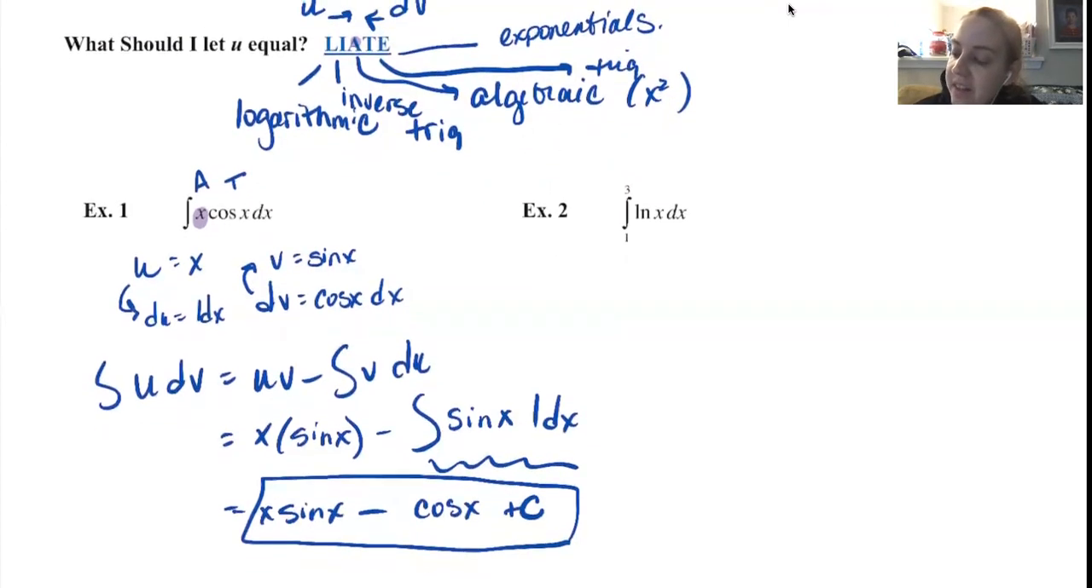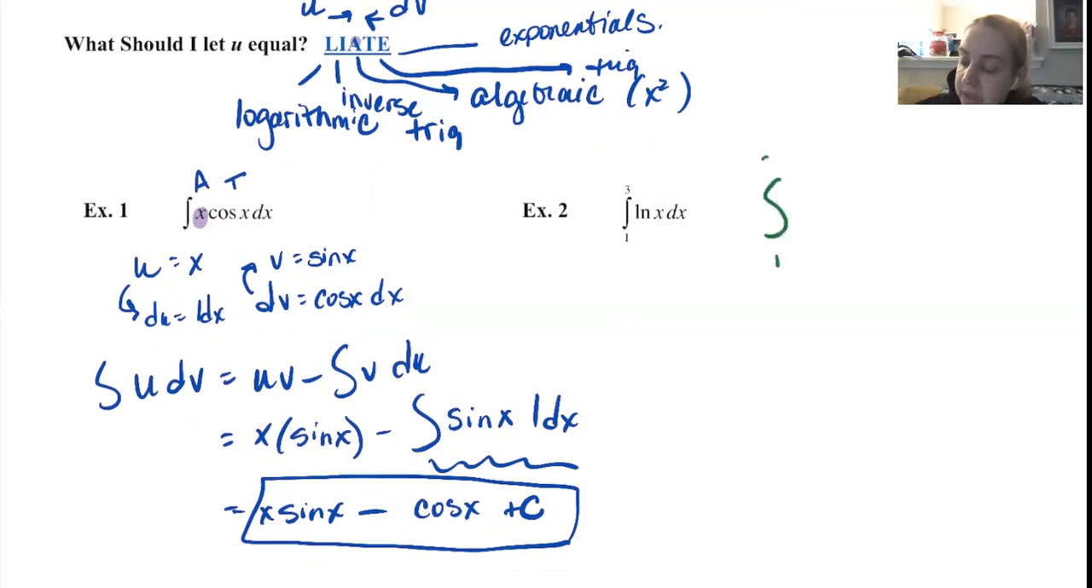All right, so let's look at the next one, example 2. Let me switch colors here so they don't get mixed up. The integral of ln of x dx. So the first thing you always want to ask yourself is, okay, is this somewhere on the golden ticket? Is natural log the answer to a derivative problem? The answer is no, it's not. I can find the derivative from natural log, but it's not the answer to the derivative. So we're going to use integration by parts, but we kind of have to force it.